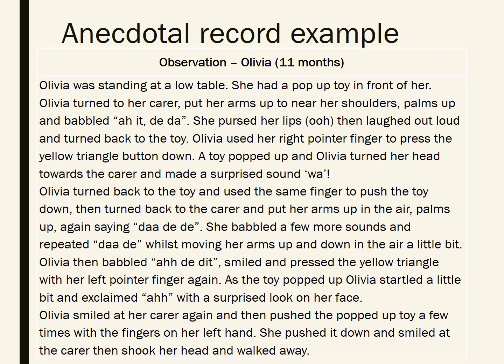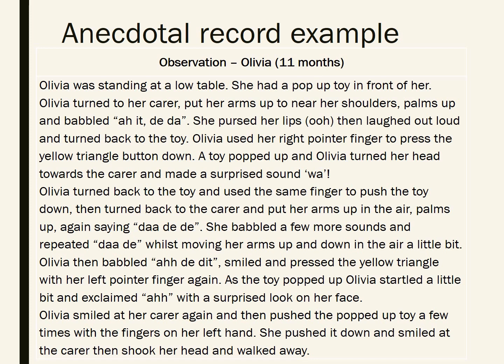Olivia turned to her carer, put her arms up near her shoulders, palms up, and babbled, "Oh, Dida!" She pursed her lips together and then laughed out loud, turned back to the toy. Olivia used her right pointer finger to press the yellow triangle button down. A toy popped up and Olivia turned her head towards the carer and made a surprised sound. "Wah!" Olivia turned back to the toy and used the same finger to push the toy down. Then turned back to the carer, put her arms up in the air, palms up again, saying, "Da-dee-dee."